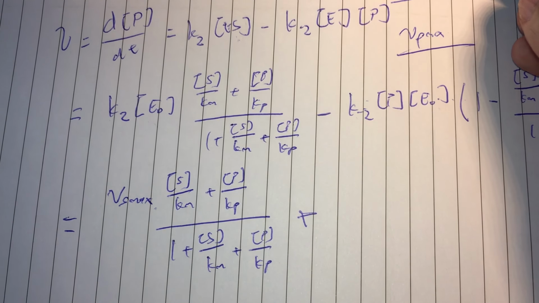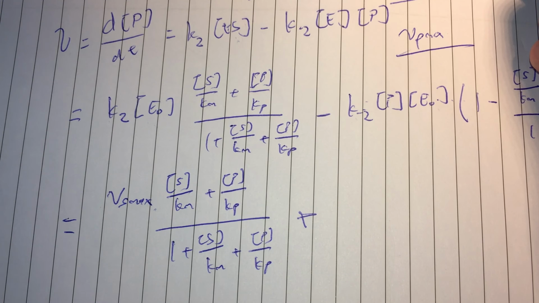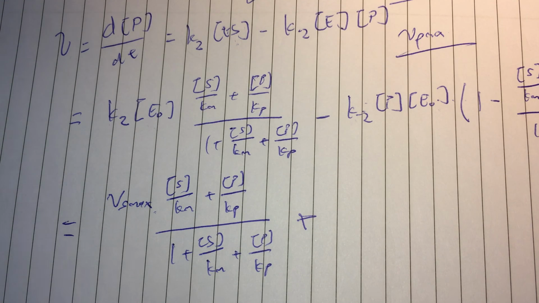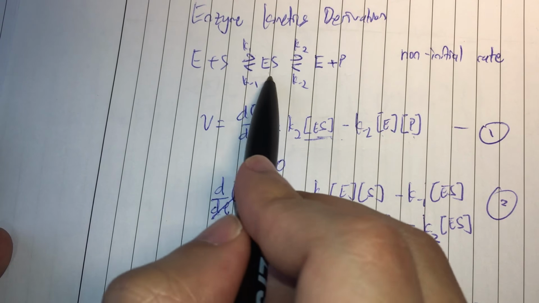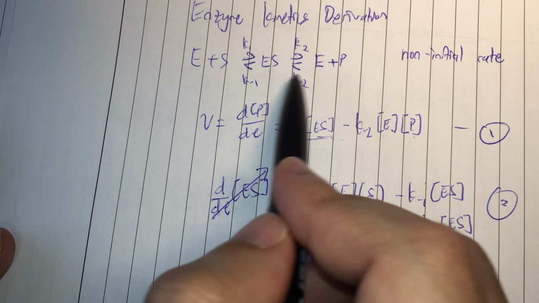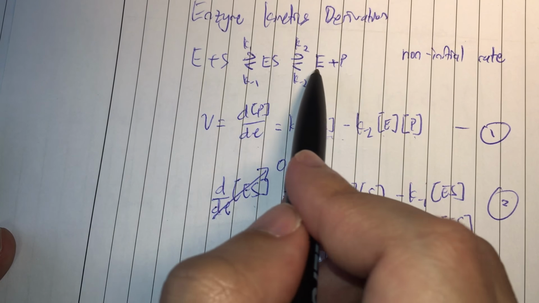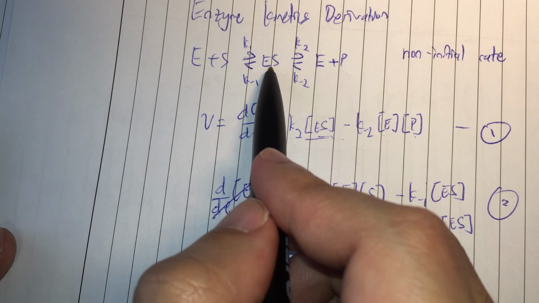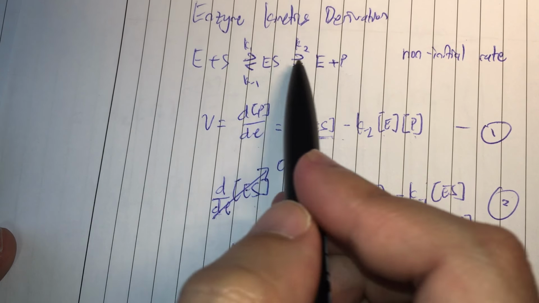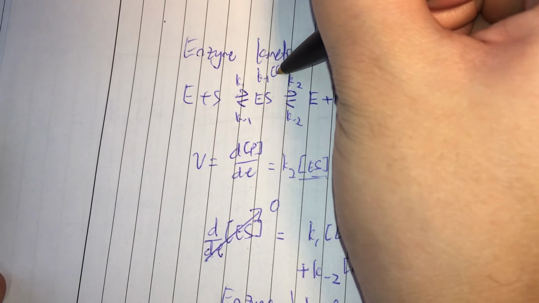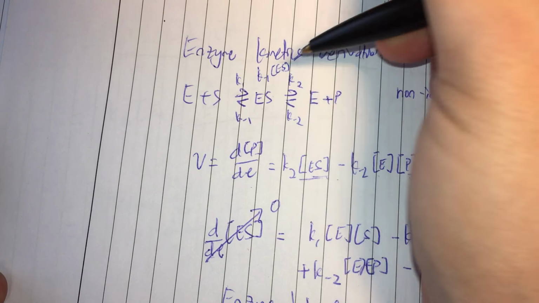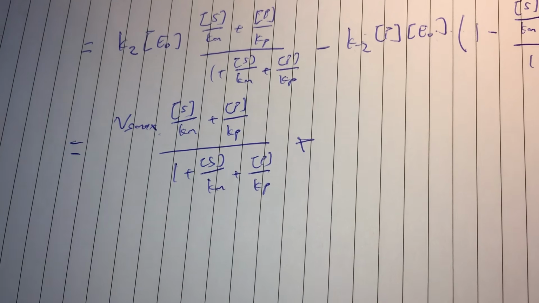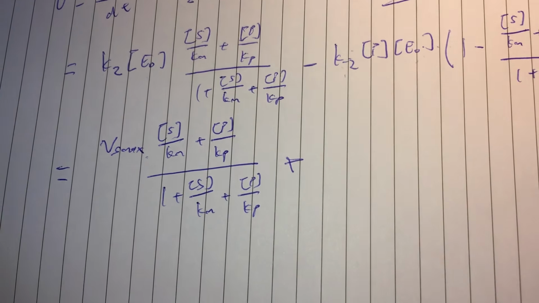Oh wait, no, not yet. Vp max will be the backward rate of reaction here. So that represents the maximum rate of conversion from product back to the substrate. So Vp max equals K minus 1 into ES, at ES equals E naught. Anyway, we'll just do that later because now it's not quite convenient to do any of that yet.